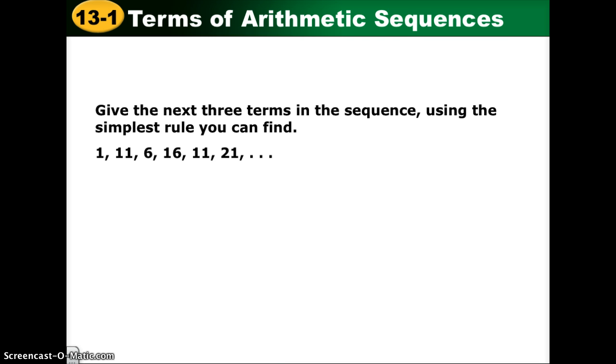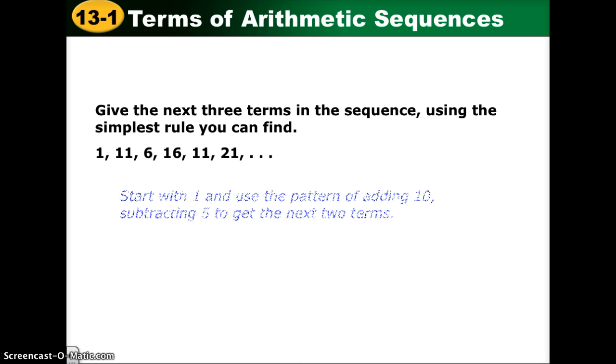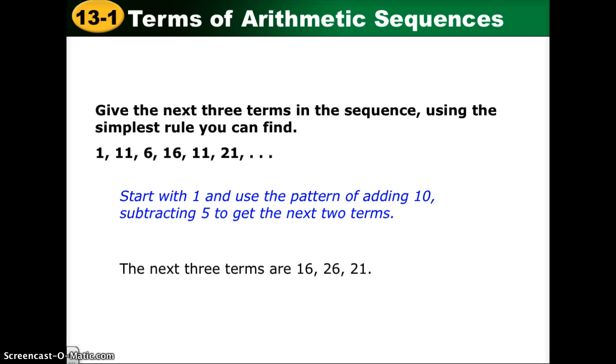Give the next 3 terms in the sequence using the simplest rule you can find. If you notice the pattern there, it said start with 1. Use the pattern of adding 10, subtracting 5, adding 10, subtracting 5 to get 16, 26, 21.